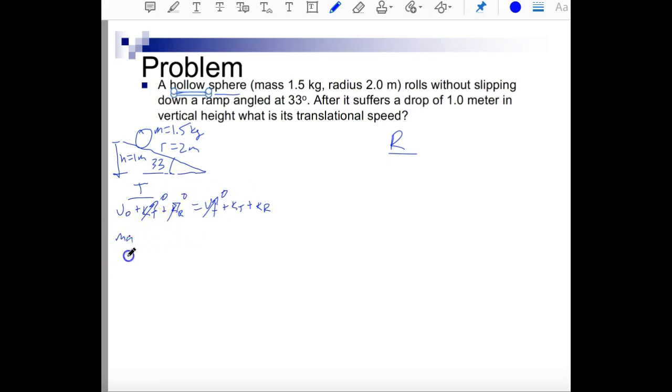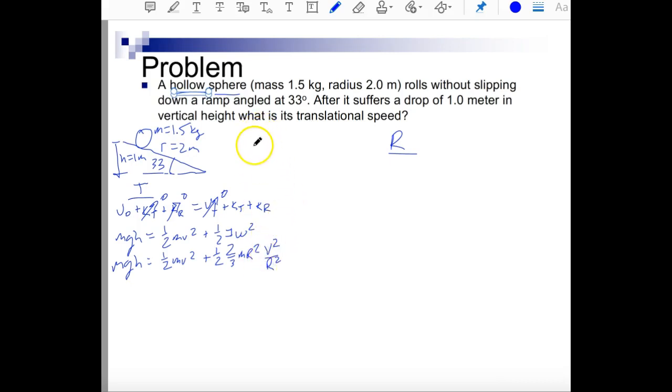So we're basically doing what we did before. mgh is equal to 1/2 mv squared plus 1/2 I omega squared. The m's will cross off here in just a second. We're going to do mgh is equal to 1/2 mv squared plus 1/2, and then the I value for a hollow sphere is 2/3 mr squared. So this is 2/3 mr squared, and then we need to take that times omega squared, but we said earlier that we're doing this linear, so this is going to be v squared over r squared.